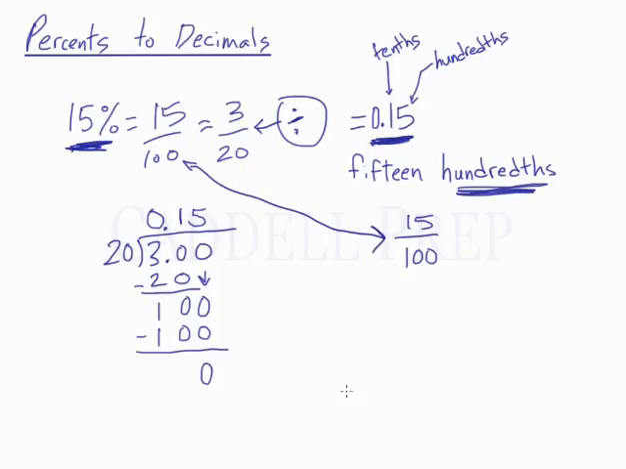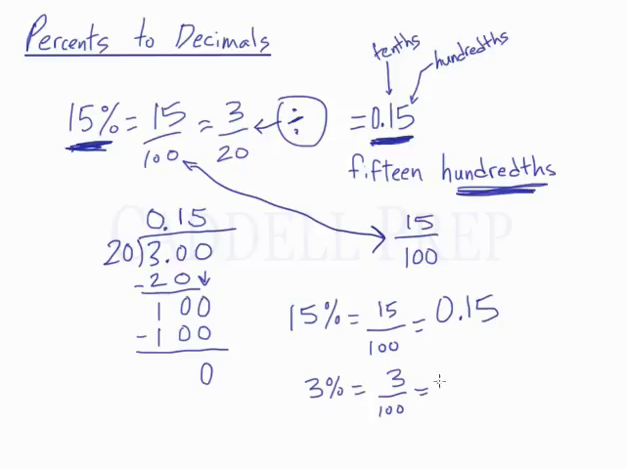So, right off the bat, if we have 15% equals 15 hundredths written as a fraction, then it also equals 15 hundredths written as a decimal. So if we have 3%, this would be 3 hundredths. So that's 0.03. It has to end in the 100th spot. Okay, it does not equal 0.3. That's wrong.